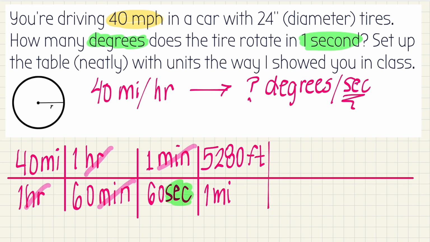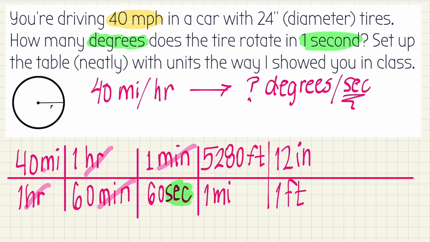After that, I am going to go from feet to inches. So 1 foot, trust the process, just push through. 1 foot is equal to 12 inches. So where am I right now? Well, let's see over here.